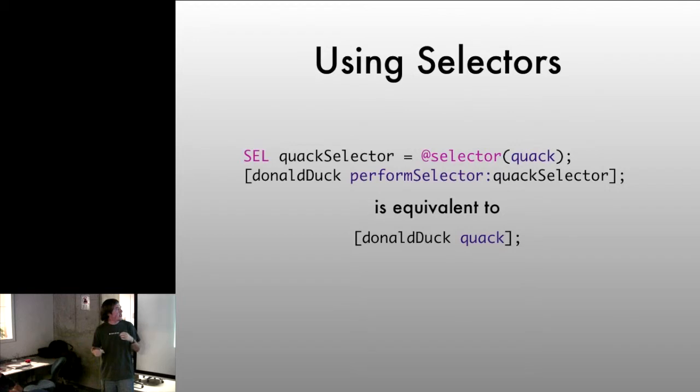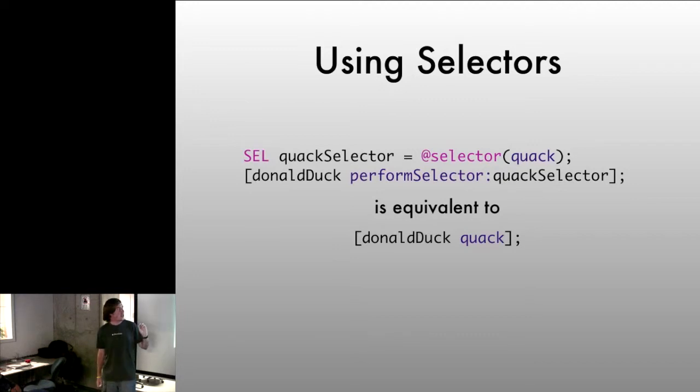Okay, so here's a really roundabout way of why selectors are useful. We'll create a selector called quack selector that selects a message called quack. And then we'll take Donald Duck and perform selector quack selector, which is the same thing as calling quack on Donald Duck, which seems, I'm sure, like a stupid way to do this.